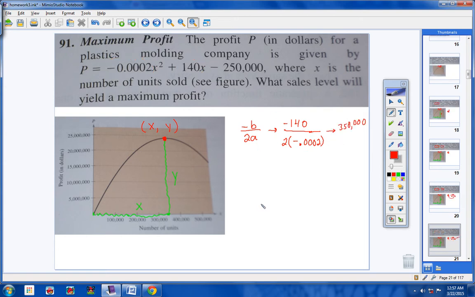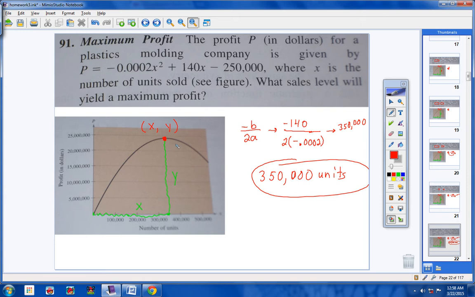Now students, listen. If I asked you to tell me the profit, then you would pick this up and put it in for x here, do all the simplifying and get out the profit. But that's not what it asks you. It says what sales level will yield a maximum profit. Well, the answer is 350,000 units. If you make that many units, you will make a maximum profit.